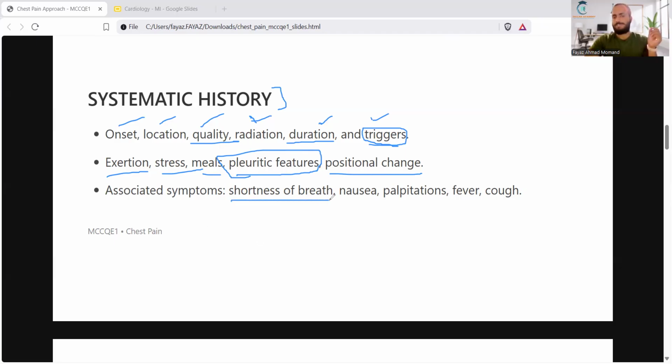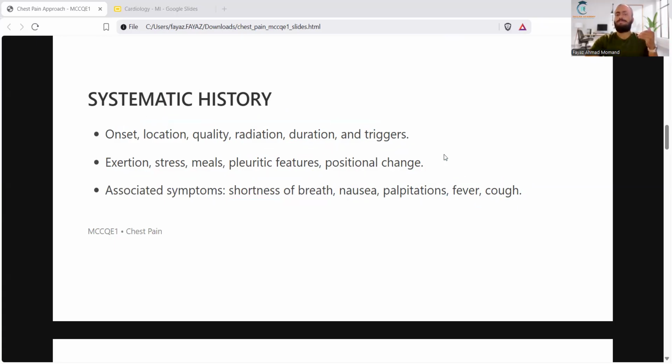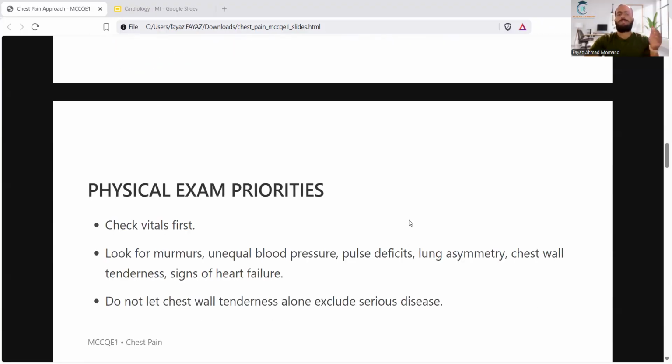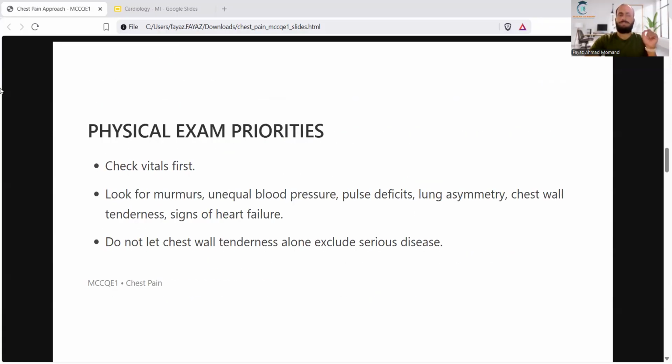Some associated symptoms to look for. If chest pain comes with shortness of breath, nausea, palpitations, or sweating, these can occur in MIs along with chest pain. If there is fever and the patient has pain, then we would think of infectious causes. Cough would make us think of pulmonary causes, specifically pneumonia, before we think of other causes. However, these symptoms can occur in any of the conditions, so don't rely on just one symptom to rule out a serious condition.